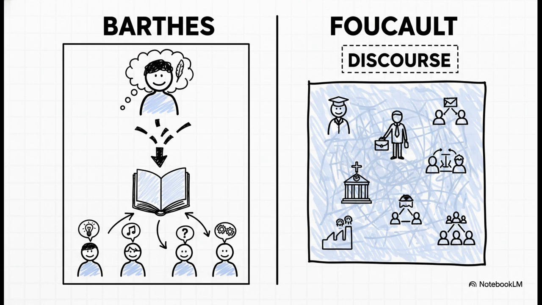If you want to use Barthes, just make the simple argument that a text's meaning comes from its language, not just what the author was trying to say. To use Foucault, you can argue that the text is part of a discourse, a whole system of language that controls what we think is normal or true.